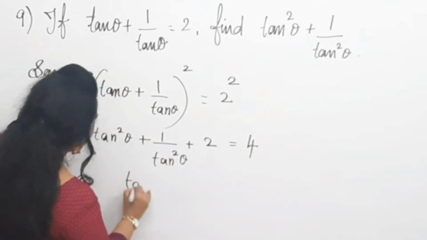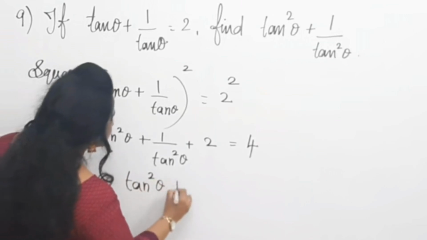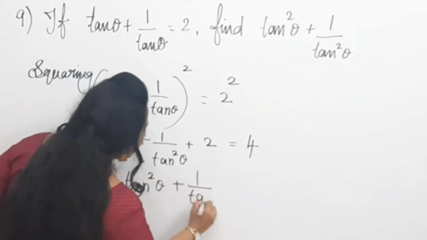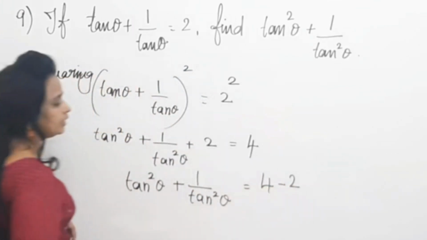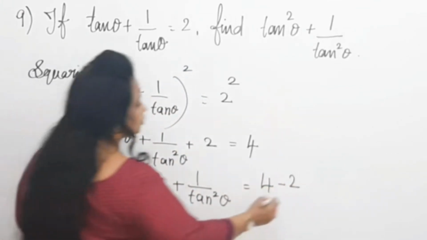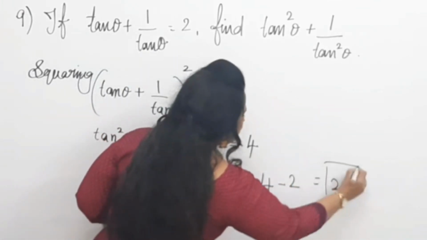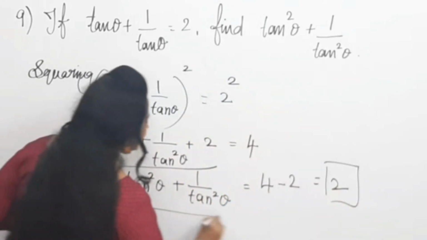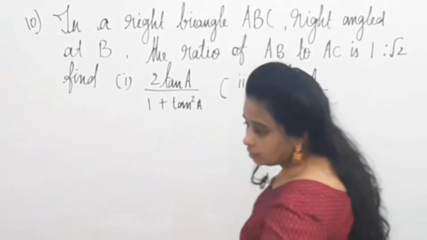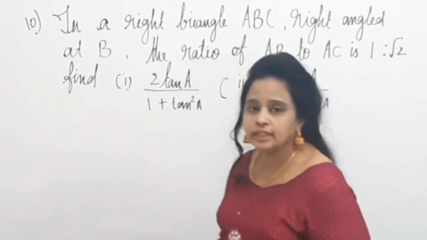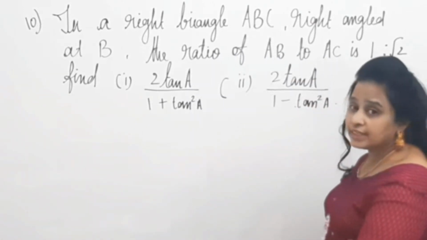I want my value for this expression. So I will keep only that on my left side. The rest I bring to the other side. 4 minus 2, which is equal to 2. So my value for the given expression is 2. As simple as that.